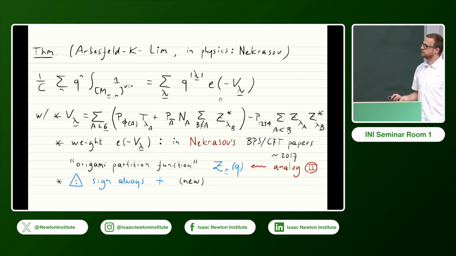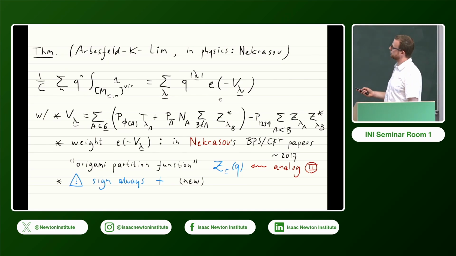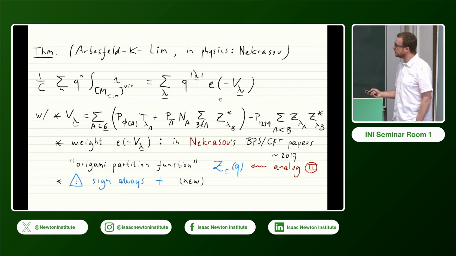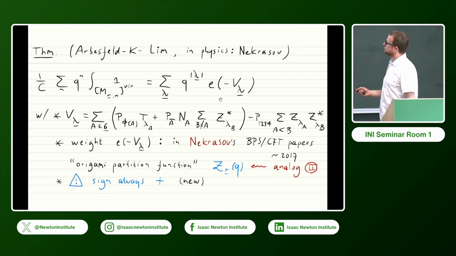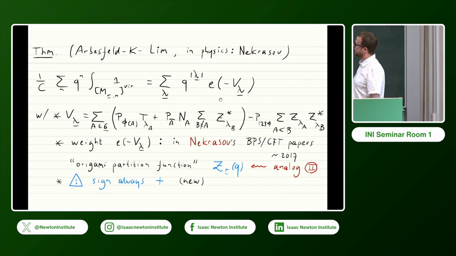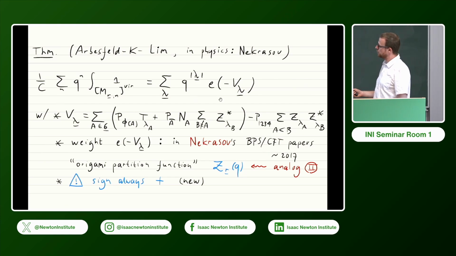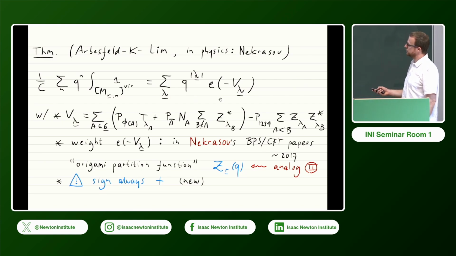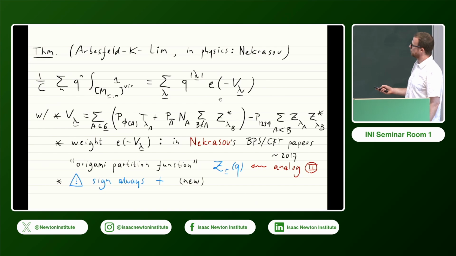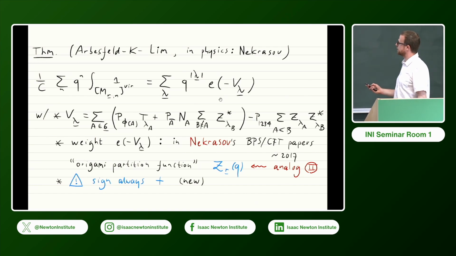And then what the theorem says is that this is a purely explicit combinatorial formula. It's the sum over all tuples of partitions lambda, q to the total size of lambda, times some explicit equivariant weight. So what is this equivariant weight? V of lambda. It's given by an explicit formula. It's the sum over all A of P of phi of A times this T lambda of A plus P A bar N A, and then the sum over all B not equal to A of Z lambda B dual, and there's some quadratic term.